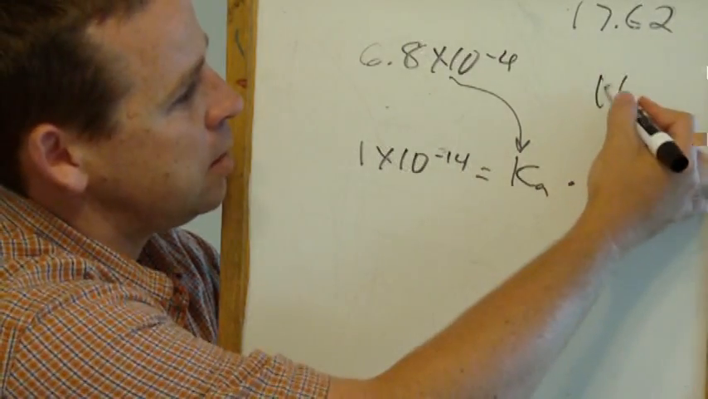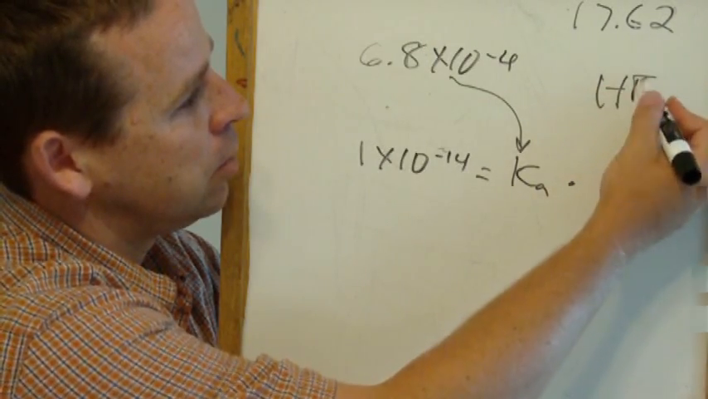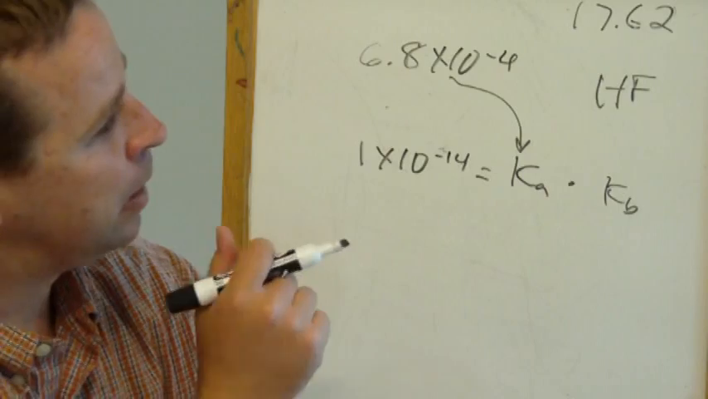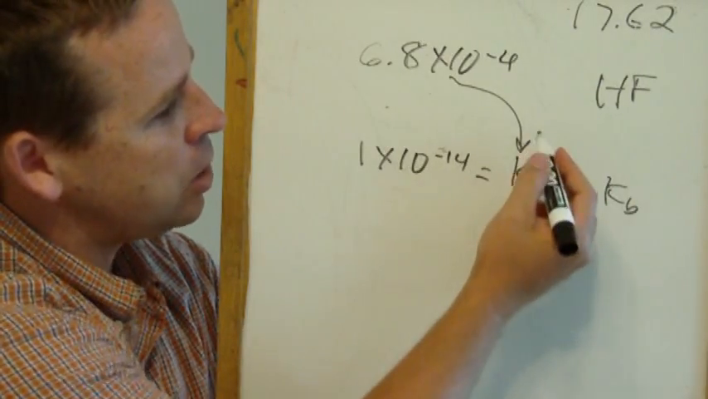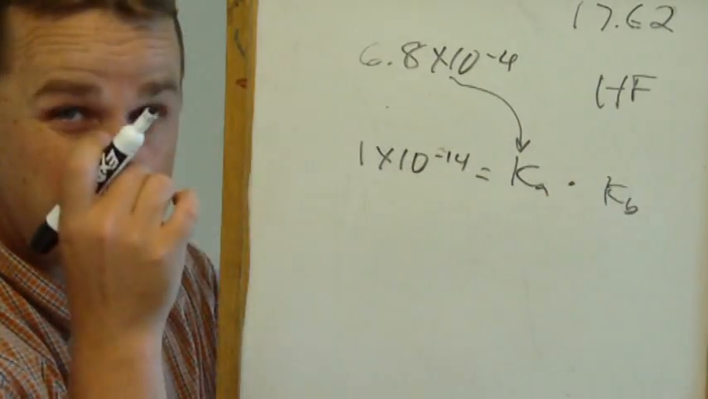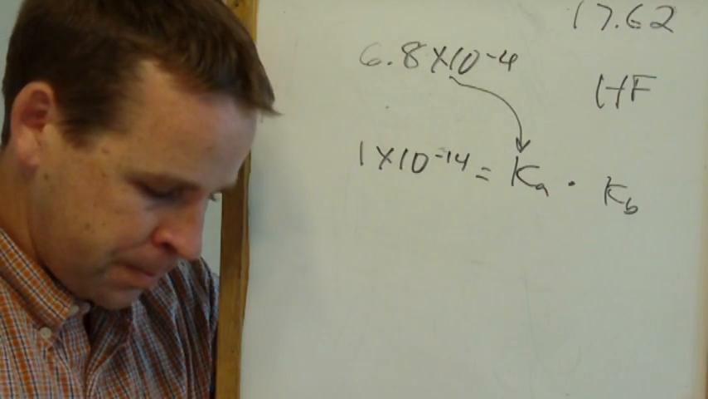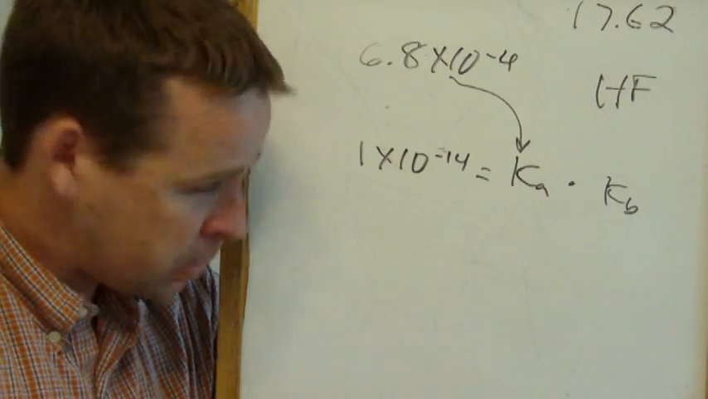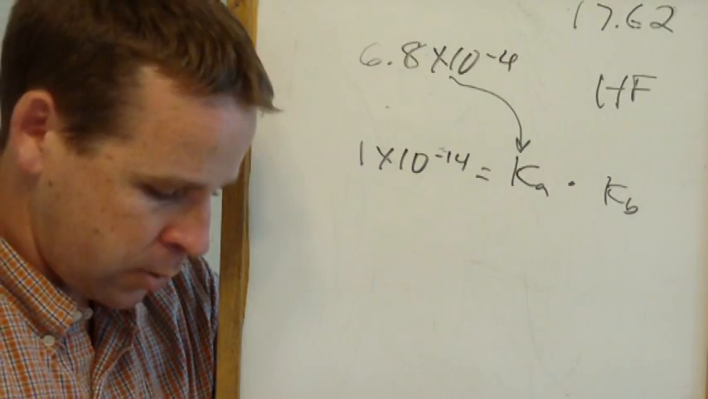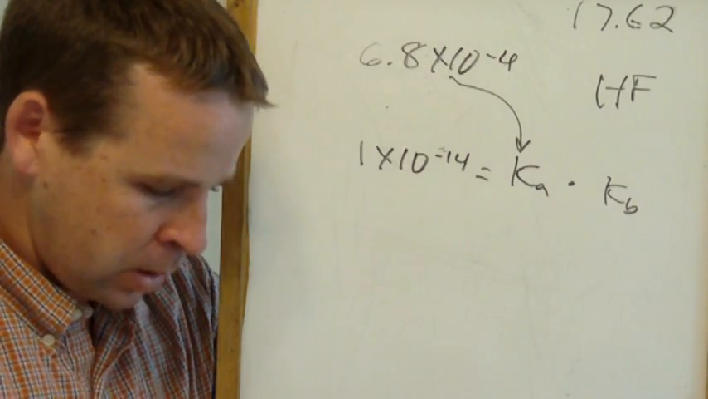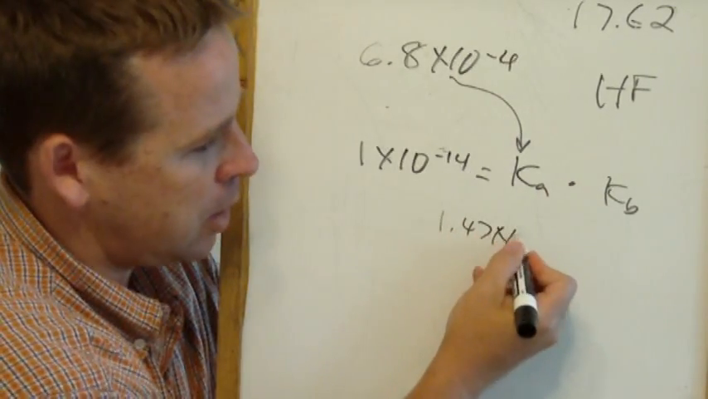So this is the Ka for the acid, and the acid is HF. This will be the Ka for HF, and this will be the Kb for the conjugate base, F minus. All right. So we can just take 1 times 10 to the minus 14 divided by 6.8 times 10 to the minus 4. So the Kb then is going to be 1.47 times 10 to the minus 11.